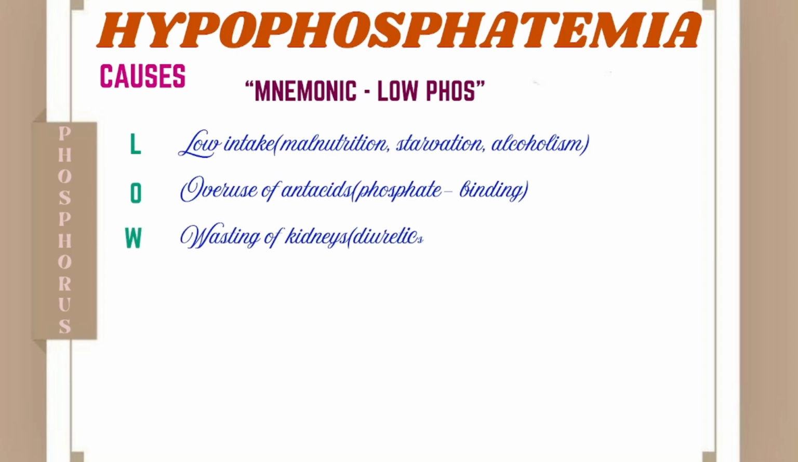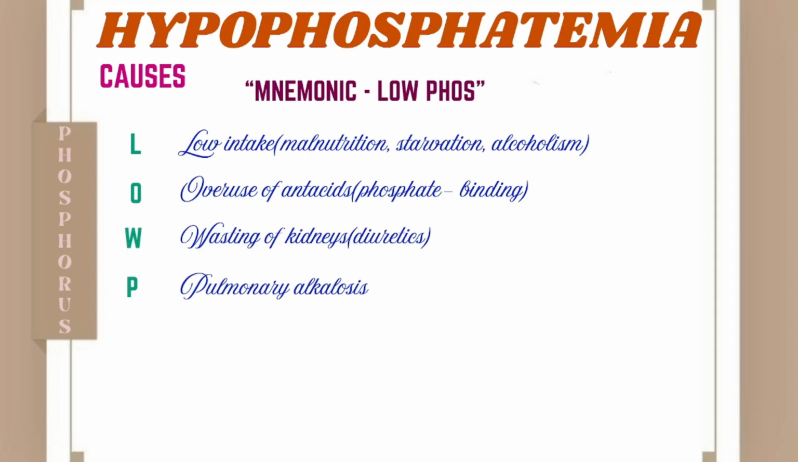W stands for wasting of kidneys, mainly diuretics. Certain diuretics or kidney disorders also increase phosphate excretion. So if there is increased excretion of phosphorus from the body, the result is decreased phosphorus level in the body. P. P stands for pulmonary alkalosis.